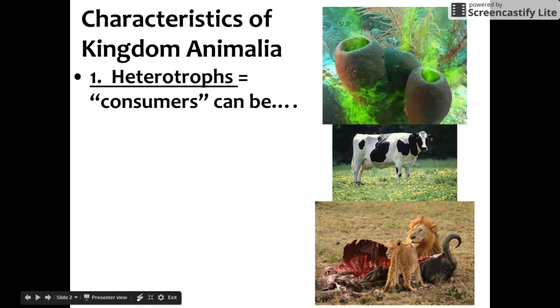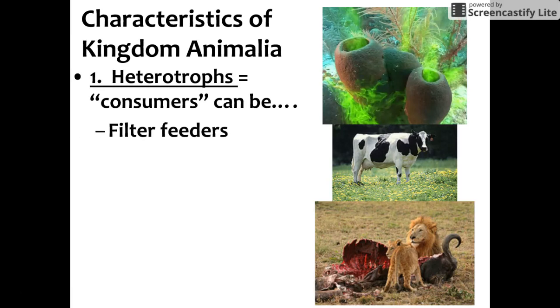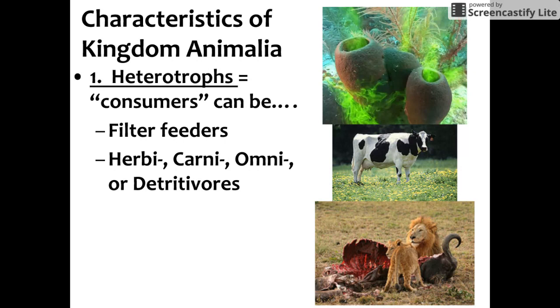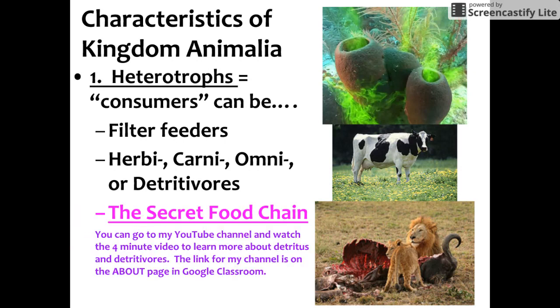The first characteristic that all animals share is that they are heterotrophs, which means they have to ingest other living organisms in order to derive their energy. This can be done in several different ways. Animals can be filter feeders like the sponge. They can eat plant material or other animals, or they can be detritivores, which means they feed on detritus. That's dead or decaying animal and plant material.